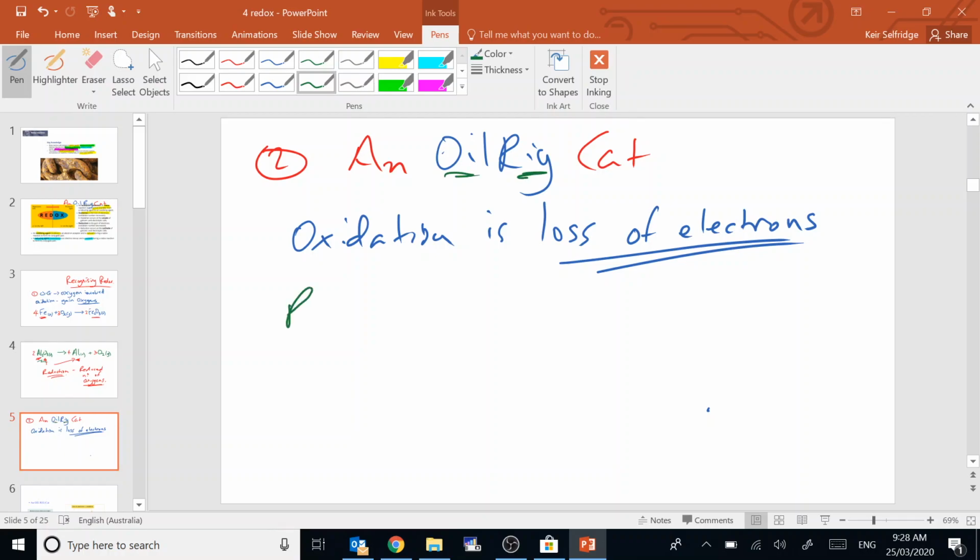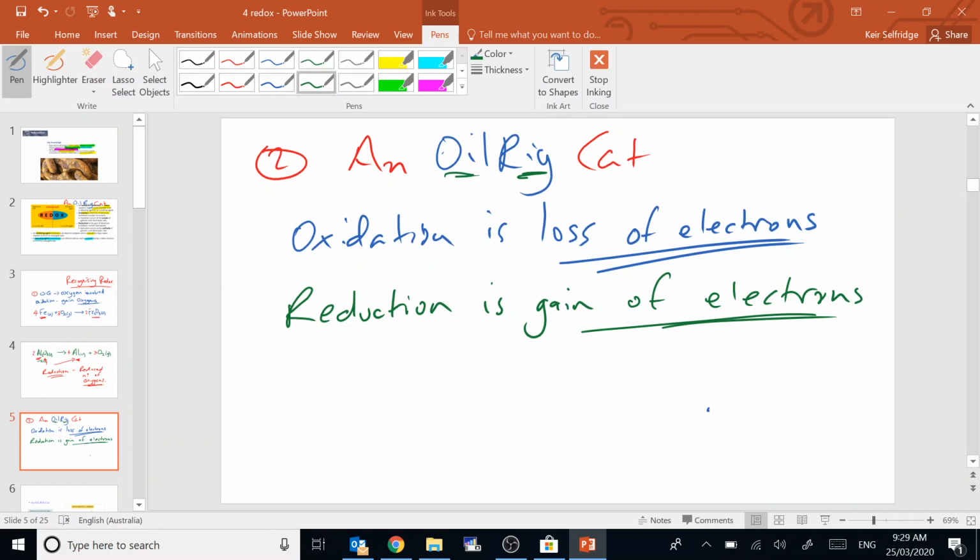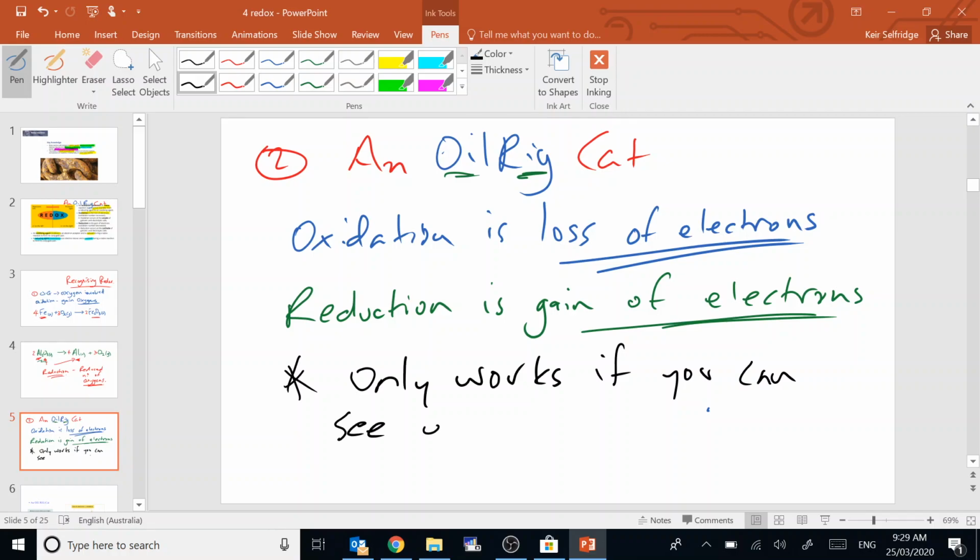Now the rig bit is reduction is gain of electrons. This is the one we talk most about in year 11. This is the one that we really need to understand. It's really, really important. The problem with this one, why we don't simply use this one all the time, is it only really works if you can see the electrons. And by see, I don't mean that you can physically look at them, touch and feel them. I mean that you can see them written in the question.